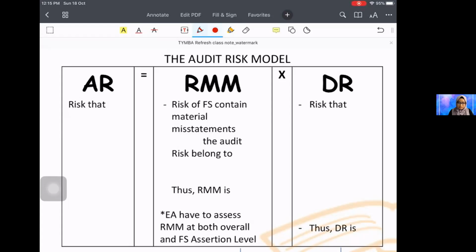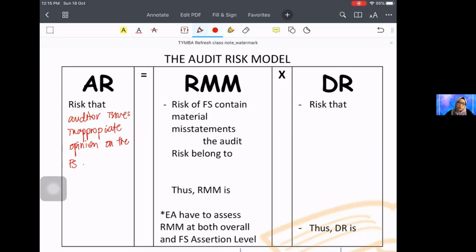Okay, so audit risk is the risk that the auditor issues an inappropriate opinion on the financial statement. So when we talk about an inappropriate opinion, we can say that auditors issue a wrong opinion on the financial statement.